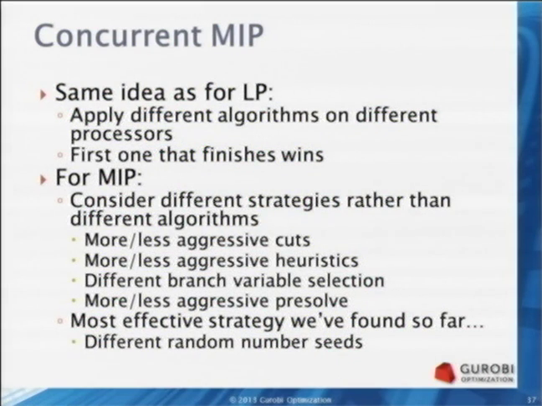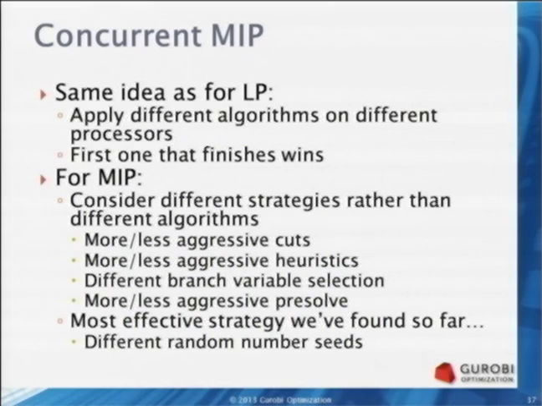So where are there increasing opportunities for parallelism in MIP? Well, one opportunity is concurrent MIP. It's a similar idea to concurrent LP. In the case of LP, we had multiple different algorithms. We set up a horse race. Whichever one finished first won. In the case of MIP, we don't really have different algorithms, but we have different strategies within the algorithm. So you can certainly imagine on one core exploiting a strategy that is more aggressive on cutting planes, another core less aggressive, more heuristics, less heuristics, different branch variable selection. There's a long list of strategies that are employed.